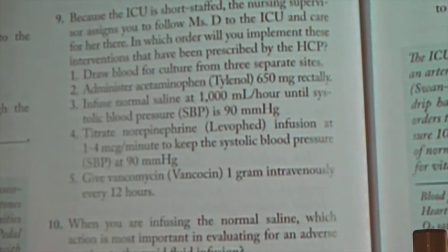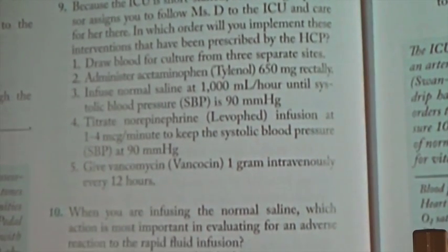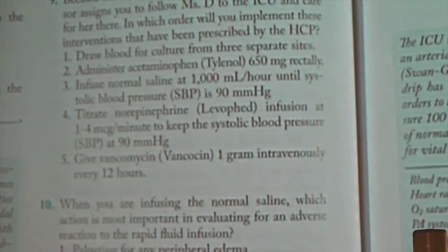Okay, now this is talking about Mrs. D, right? She's got low blood pressure and all that, and she's diabetic. So what are we going to do first? What do y'all think? Draw the blood for culture, or fluids? Fluids is first. Anytime anybody's in DKA or HHNS, their problem is fluids first, because you want to prevent them from going into shock. That's too late for her. She's already there, but she still needs the fluids.